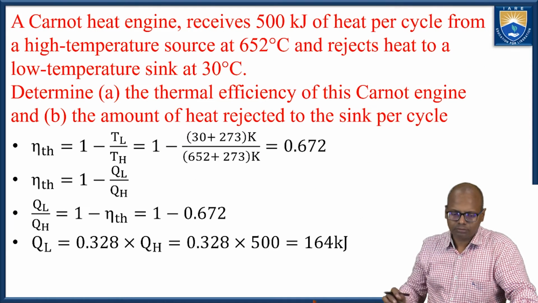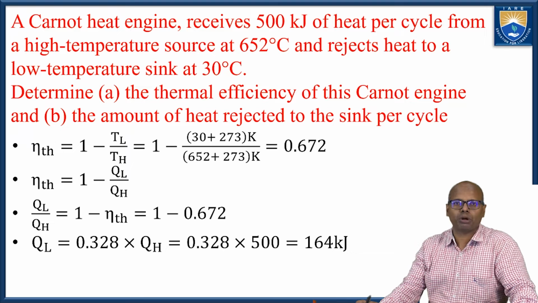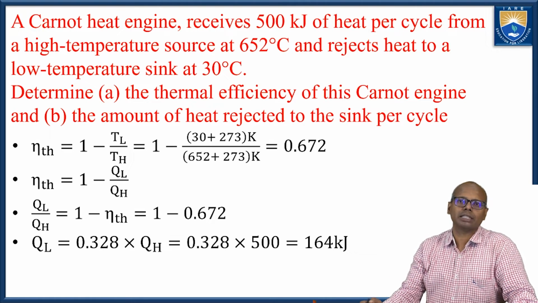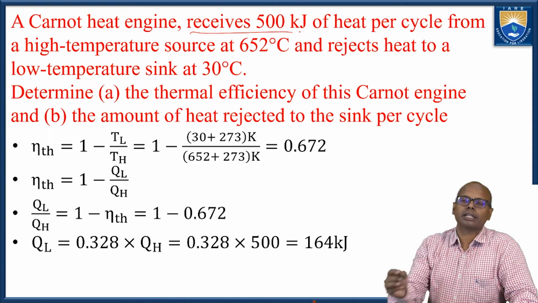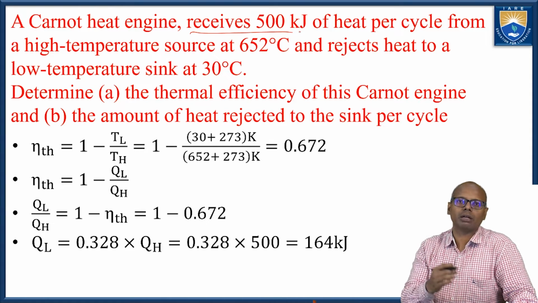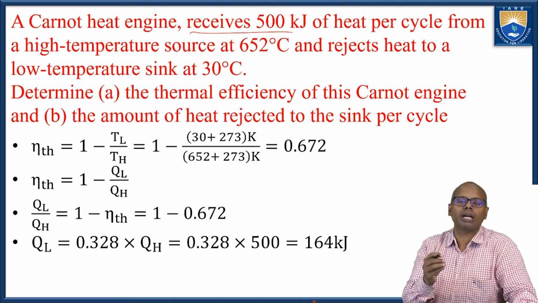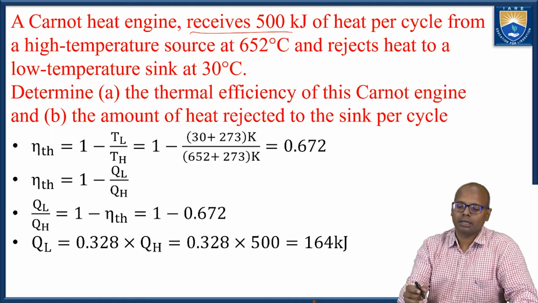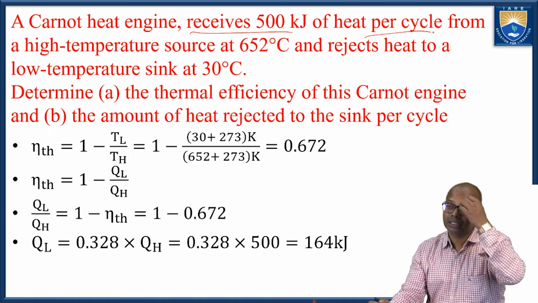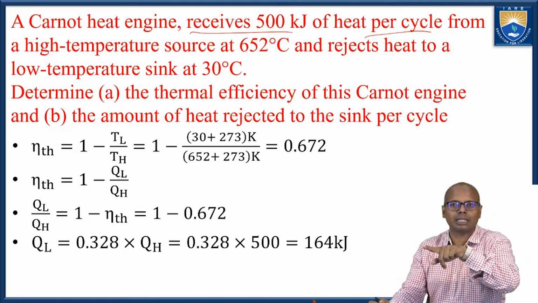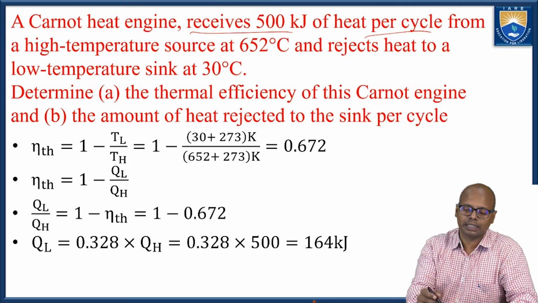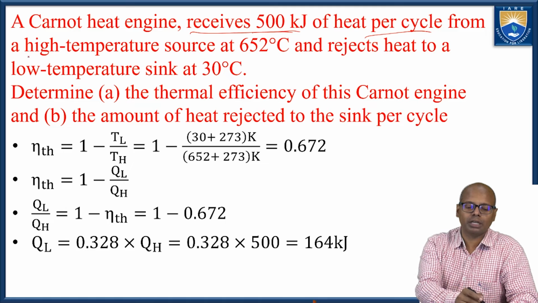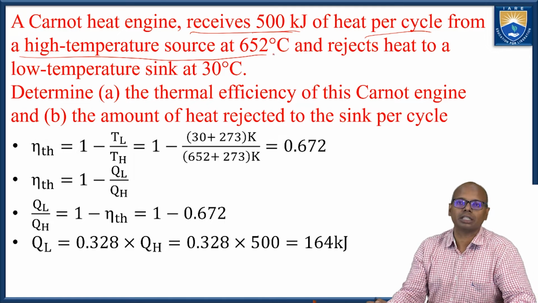Okay. Now we will solve one problem based on the Carnot heat engine. Here the problem states that the Carnot heat engine receives 500 kilojoules of heat per cycle. Per cycle is important. So for one cycle, how much heat is it taking? It is taking 500 kilojoules, from a high temperature reservoir.